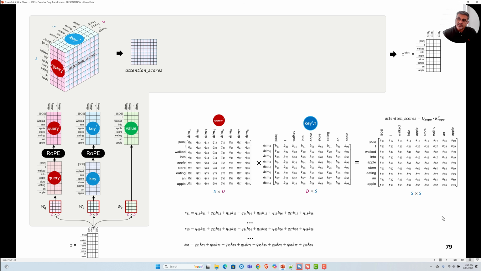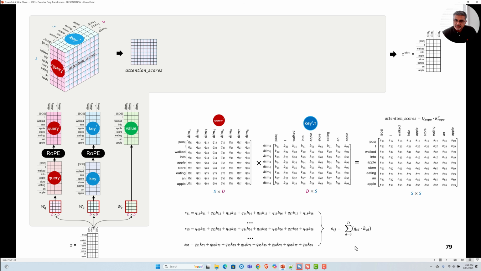What is the size of this matrix? S cross S, right? S cross D times D cross S is S cross S. Now, there is something very interesting happening here. If you notice, each cell S11 is adding up for each feature, for each word. So the total number of additions that you do here is proportional to the total number of dimensions. I had 8 dimensions here, so I have 8 additions here. If I have 1,000 dimensions, I'll have 1,000 additions here. A modern day large language model, let's say GPT-4 or something, has, I think, 16,000 dimensions. So you have 16,000 additions here.